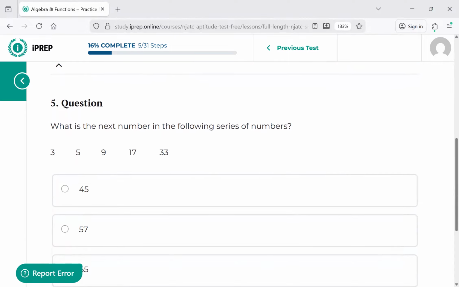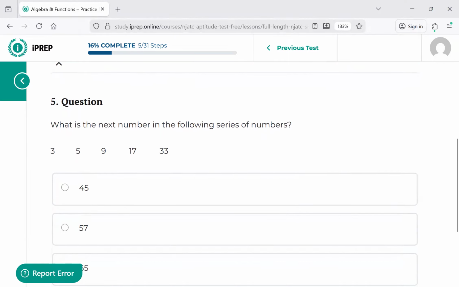What is the next number in the following series? So question 5. 3 is my first term, 5 is the second, 9 is the third, 17 the fourth, 33 the fifth. So what we have to do is find the sixth term. Let's see if we have a common difference or a combination.